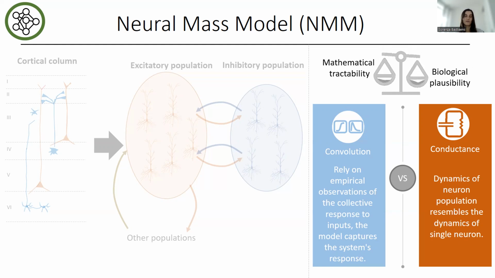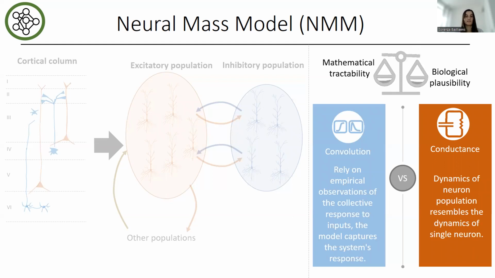In contrast, convolution-based neural mass models rely on empirical observations of the collective response of neural populations to inputs, and then a model is built that will capture the system's response to that input. And this is to take into account the fact that complex systems may exhibit emergent behavior that cannot be explained solely by the behavior of individual components, but rather arises from the collective interactions and relationships among them. And thus the rules governing the behavior of a complex system may differ from those at a lower level of organization, as the system as a whole can be more than the sum of its individual parts.